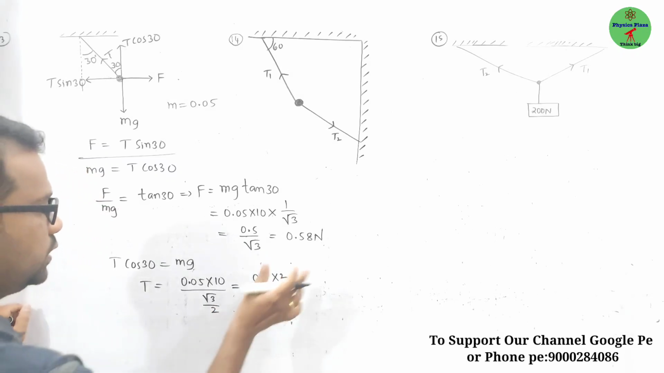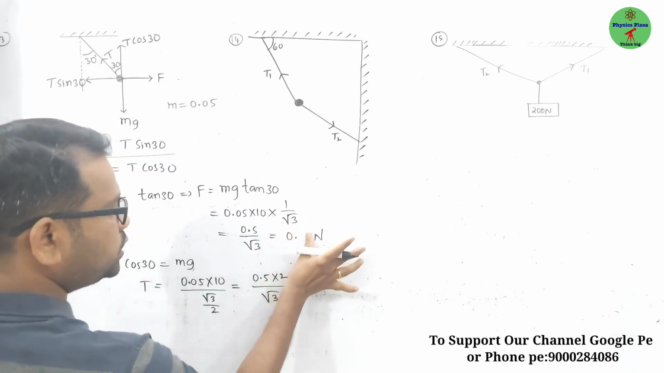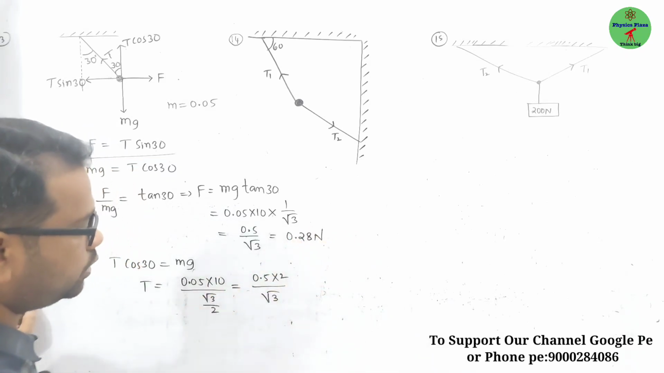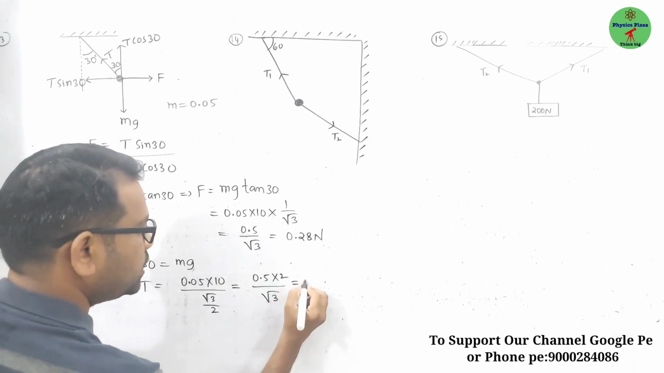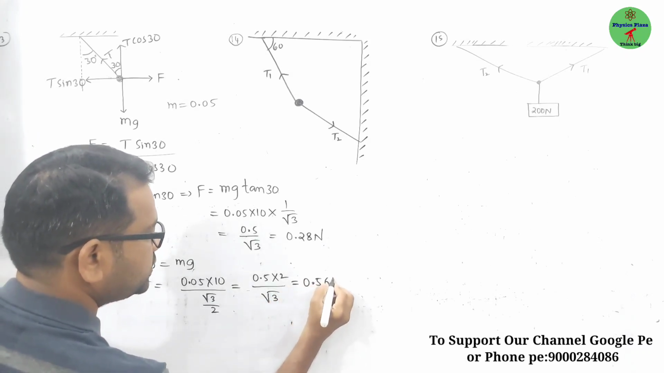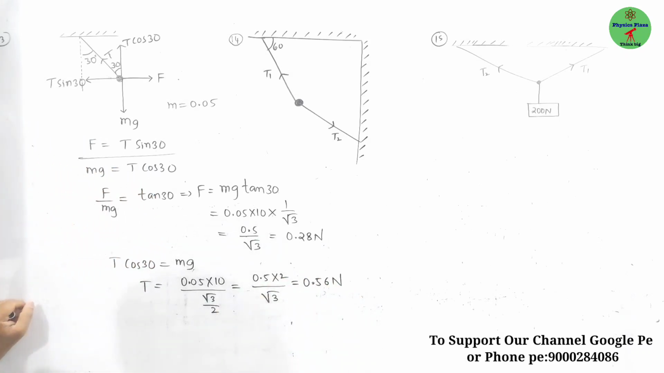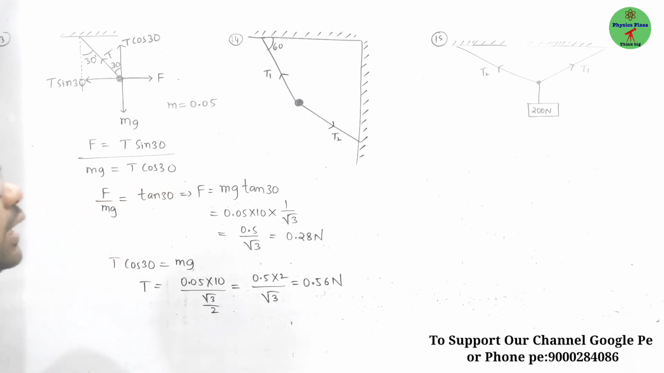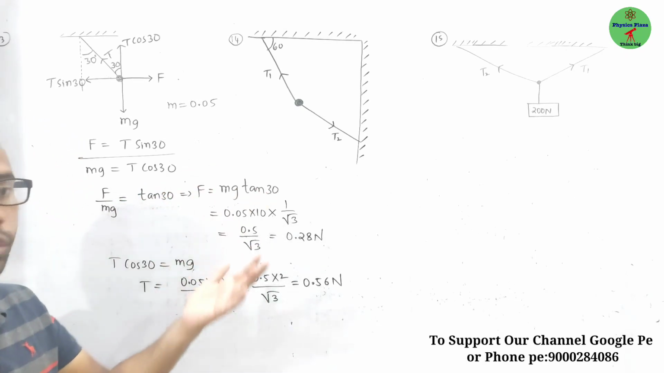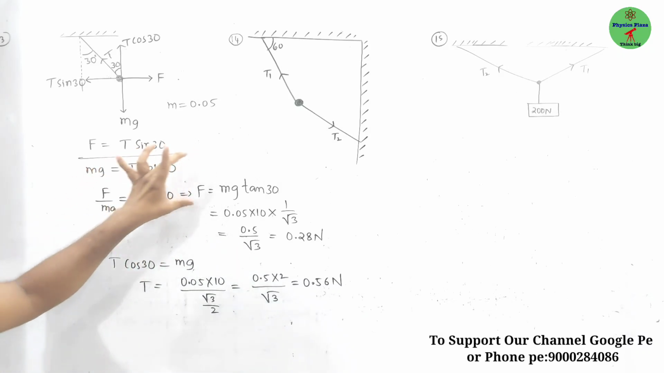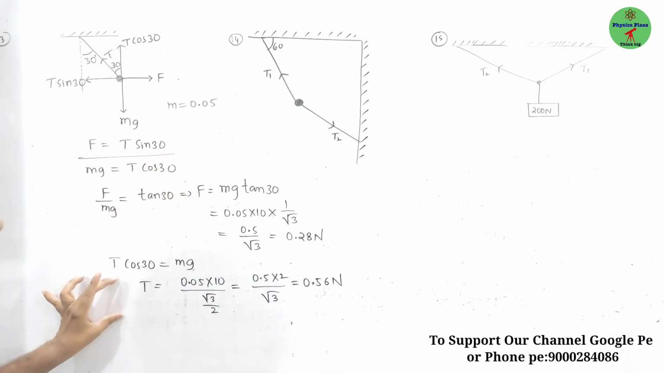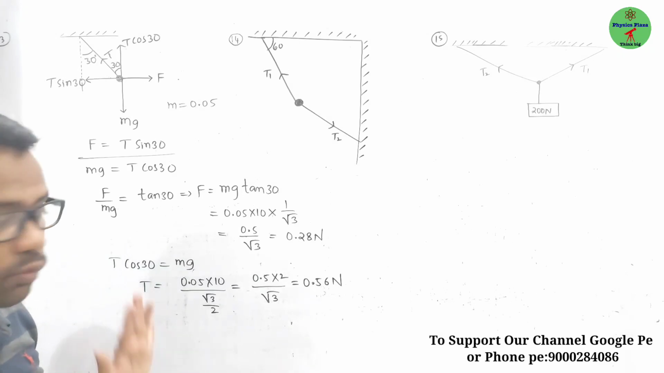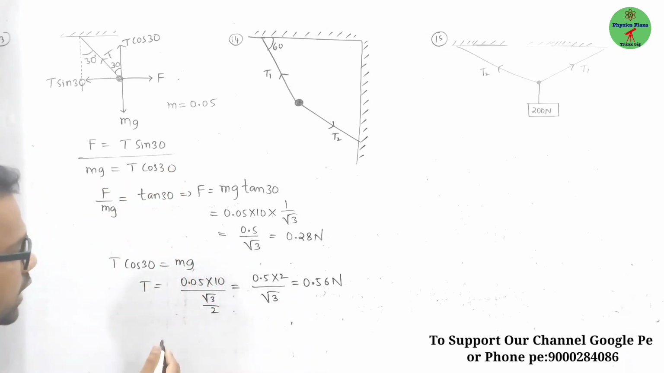If you simplify this, how much will you get? I think, children, this is 0.28 if I am not wrong. Kindly check now. So this is going to be 0.56 Newton. This is how force, this is how tension. In the exam, if they ask you to find the ratio, either F by T, F by T means 1 by 2 you will get. T by F means 2 you will get. So what is the ratio? 1:2 you will get.